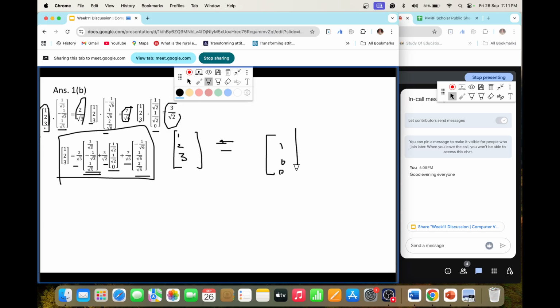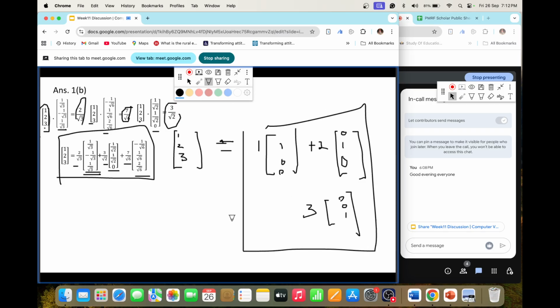0, 1, 0 and 0, 0, 1. That was earlier: it was projected like this with coefficient 1 for this, plus 2 for this and plus 3 for this. Okay, so that is how it was projected earlier, but now we have projected into a new basis like this. So that is what we are discussing.